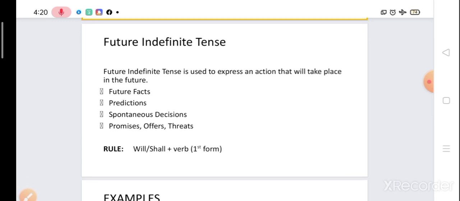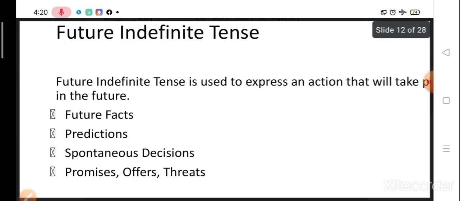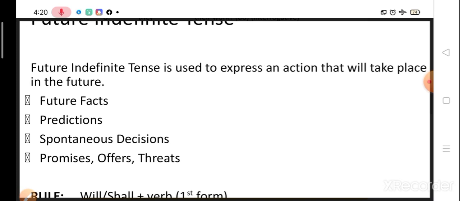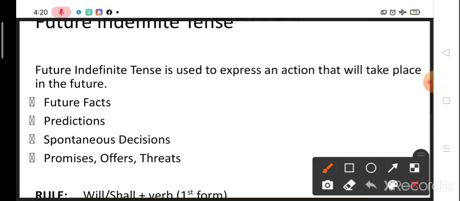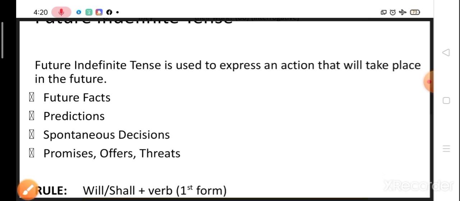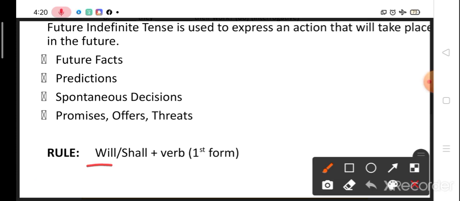Next tense is future indefinite tense or simple future tense. Now, future indefinite tense is used to express an action that will take place in the future. This is generally used to denote the future facts. It is used to make predictions. It is used to give spontaneous decisions and also promises, offers, or threats. Now, the rule we use here is very simple. We use will or shall and the first form of the verb.